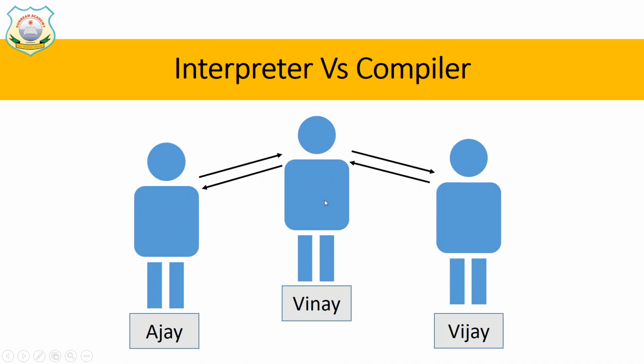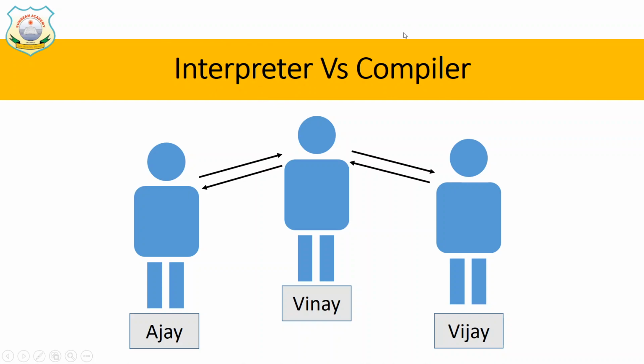Vinay is taking that instruction, converting that into Tamil and giving it to Vinay. Fine. Then Ajay says another thing, another instruction, another sentence, whatever you call it. And then Vinay is going to convert that into Tamil and give it to Vinay. So this is happening what? This is happening sentence by sentence. And I can say this is happening line by line. That is interpreter, children. That is called as interpreter.